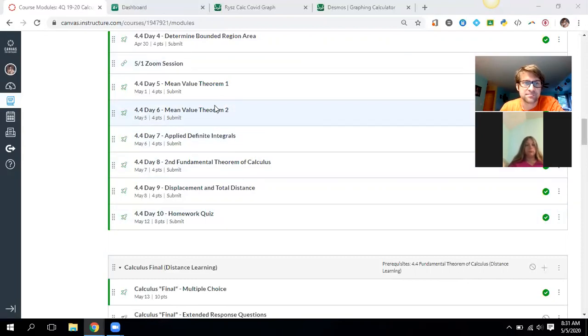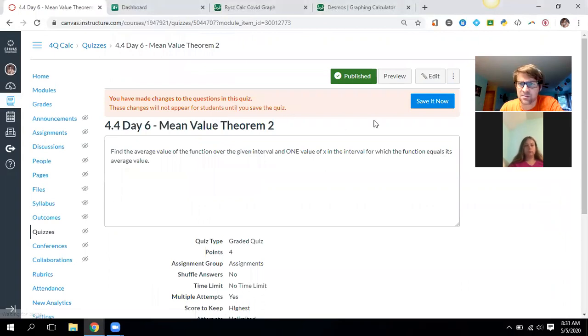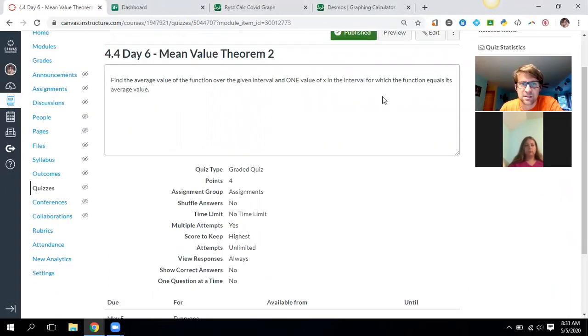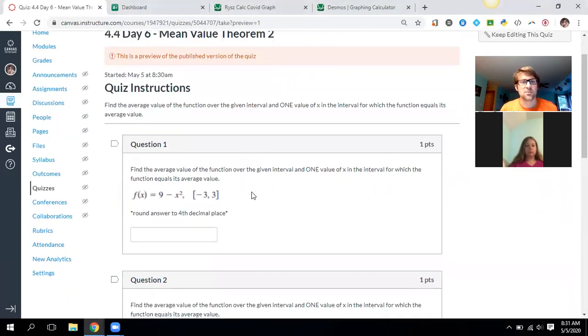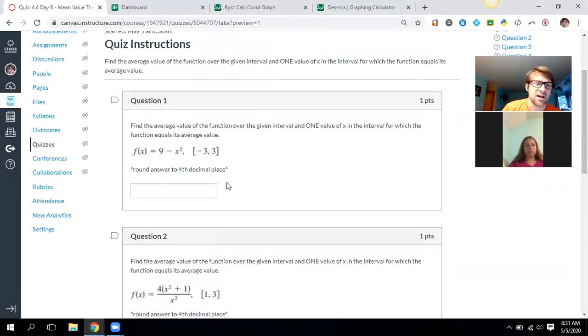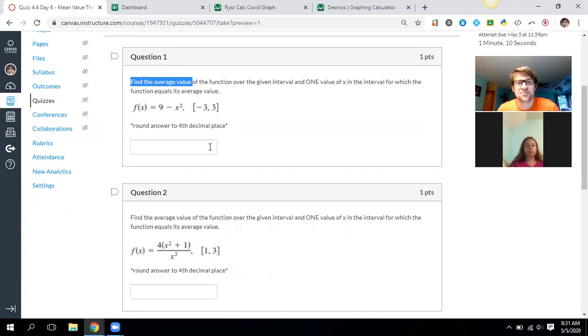So open this up and I'll go through. Okay, so what we're going to do today is find the average value over the function, and then find one value of x inside that interval that equals the average value. That's a lot to read through, so let's make sure we understand what we did last week on Friday, which is find the average value.